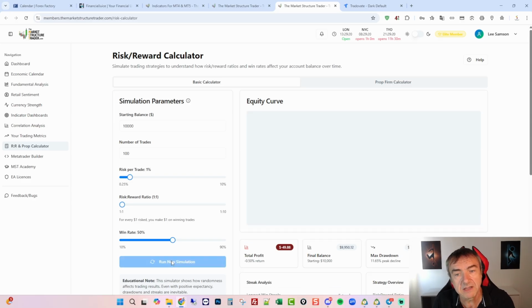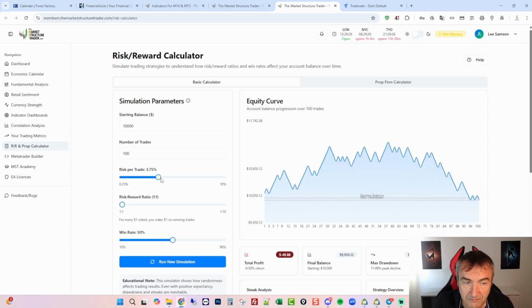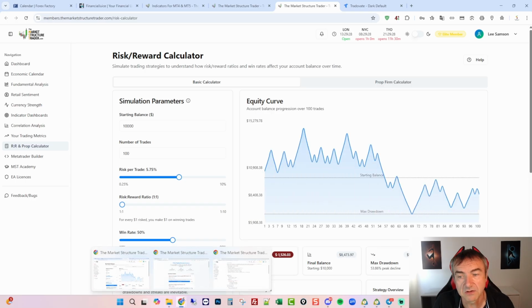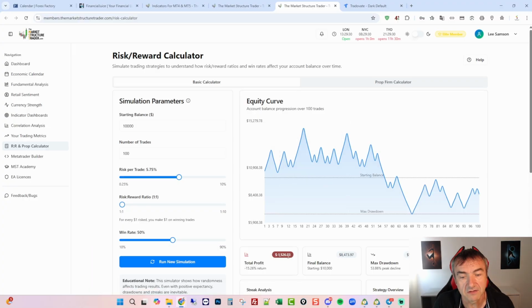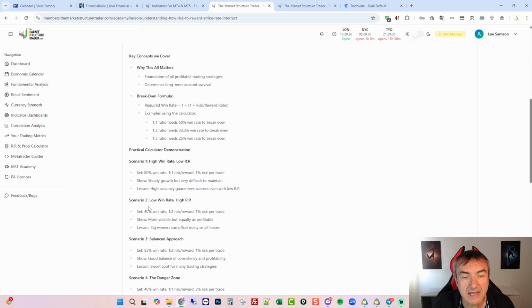You can run that simulation as many times as you like, and as you'll see, you'll get a completely different equity curve every time, but you will always end up back where you started. It doesn't matter how much you risk. You're still going to end up roughly back where you started. In fact, a lot of the time, you're going to actually lose a little bit more money, obviously. So that is a 1-to-1 ratio with a 50% win rate.